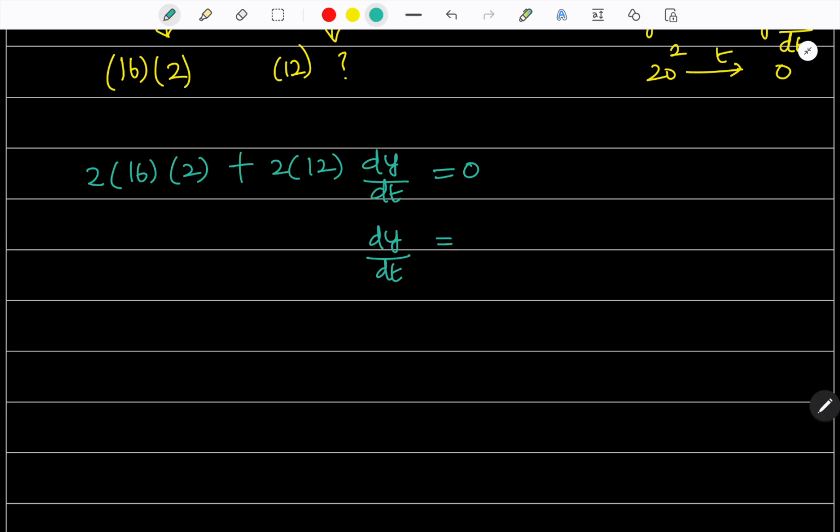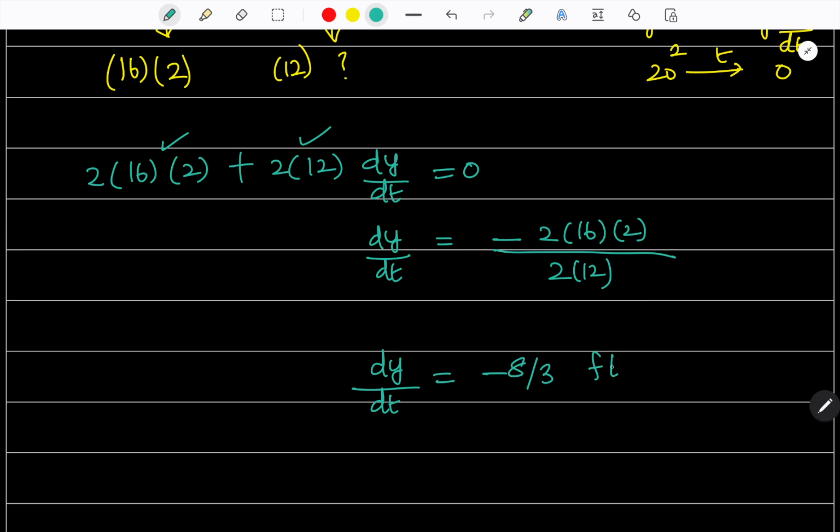dy/dt is equal to minus 2 times 16 times 2, divided by 2 times 12, because this is a plus and this is a product. Using fraction mode, 2 times 16 times 2 divided by 2 times 12 equals 8 divided by 3. So dy/dt is equal to minus 8/3 feet per second, because it is a derivative, so you should put per second. So this finishes your exercise.